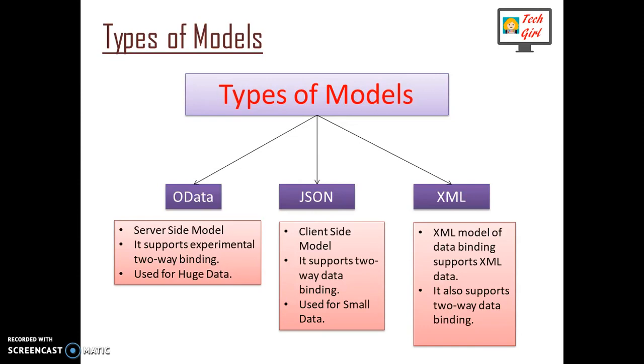Now we'll focus on OData. So what is OData? OData is a server-side model. It has two-way data binding and it's used for big data. I'll give an example for OData, that is Facebook feeds and notifications. Every time we enter into the application, we have new feeds, new notifications there. It is refreshed every time. So this data is gained from the OData service.